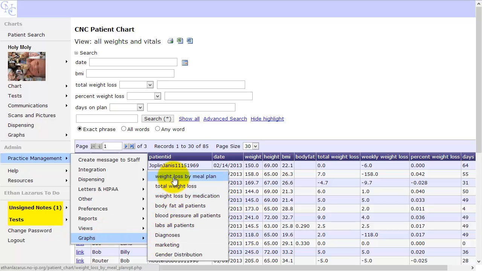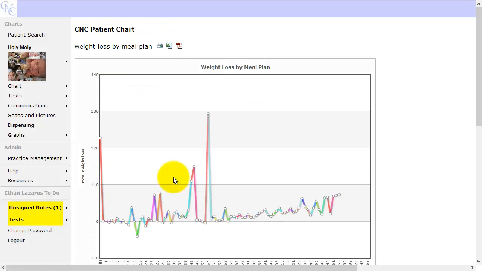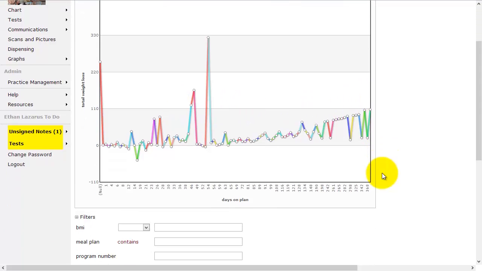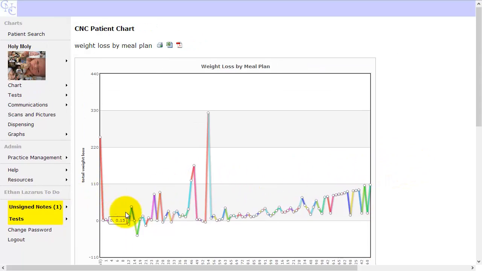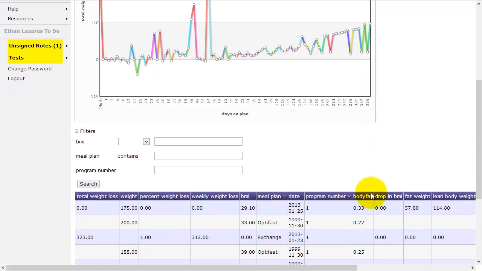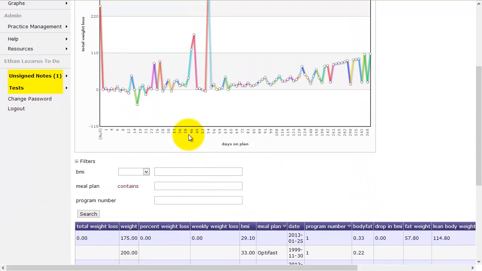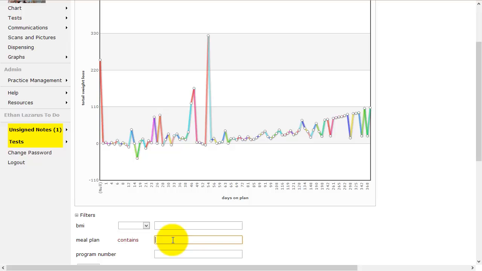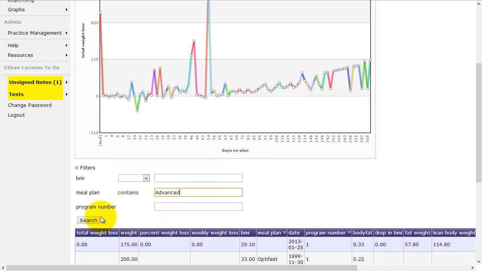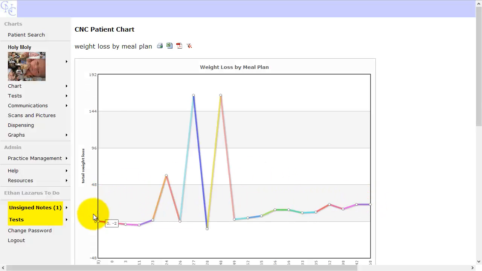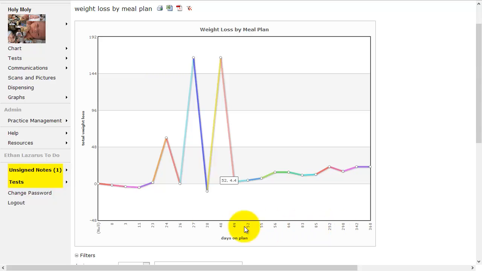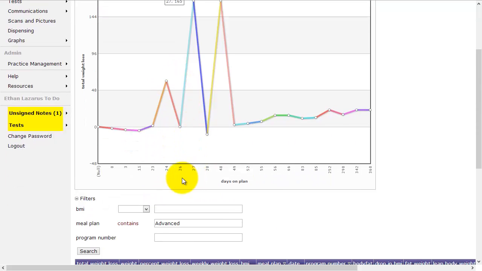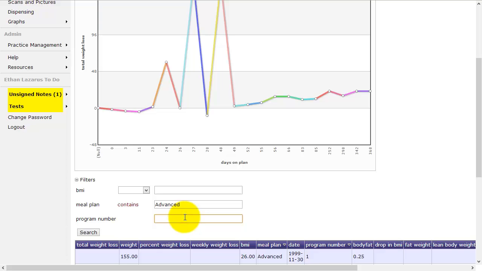For example, let's say I have a patient and they're on an advanced program. This will generate a graph of weight loss for all of your patients on all meal plans. Or you can filter by any specific meal plan. So for example, we can filter by advanced. And then it'll show you the weight loss figures just for that program, days on the plan, and how much weight they've lost.